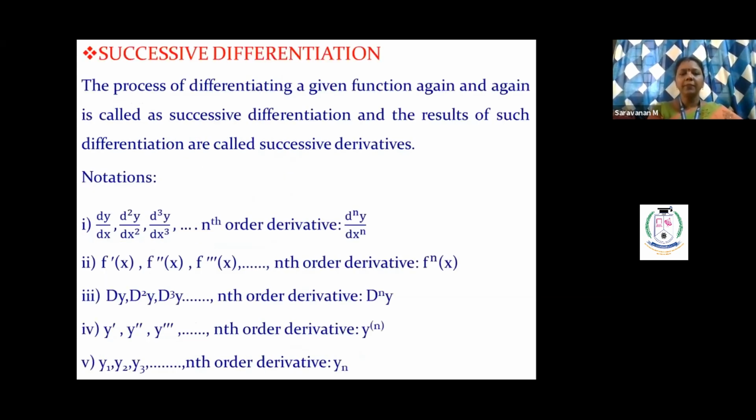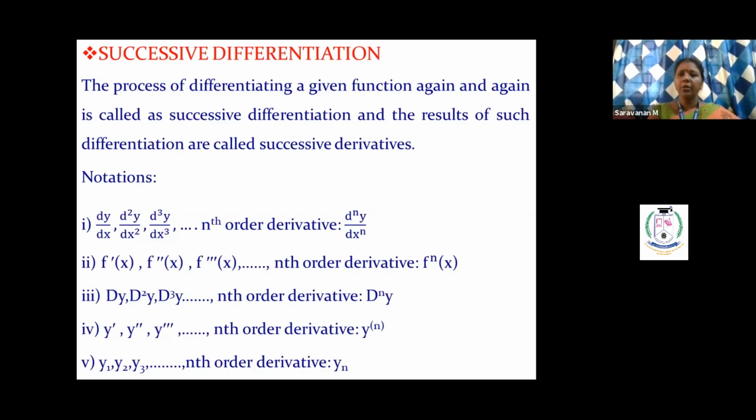The next part is successive differentiation. How are we going to proceed? Successive differentiation means we differentiate again and again. Differentiating again and again, the order will keep increasing. The process of differentiating the given function again and again is called successive differentiation. You can find up to the nth order also, so we are going to proceed with derivatives of nth order.